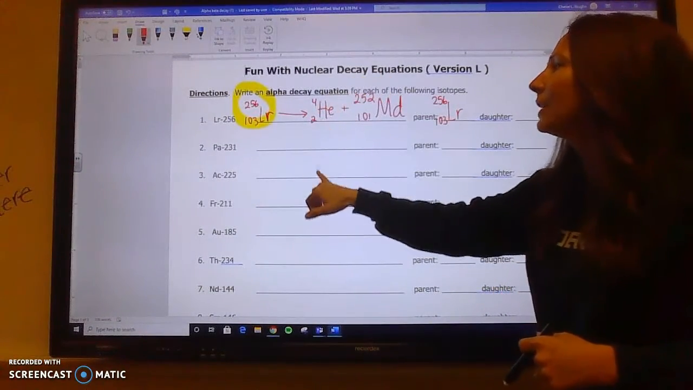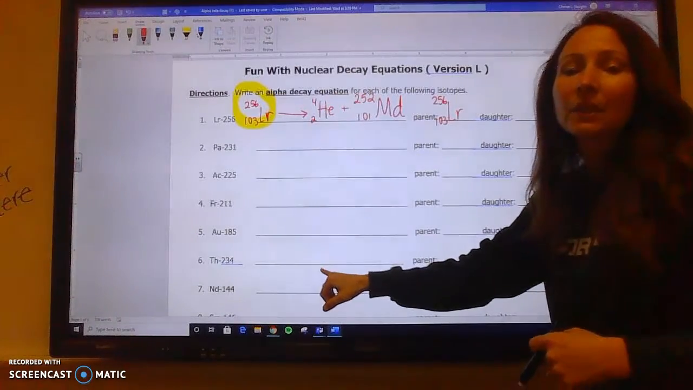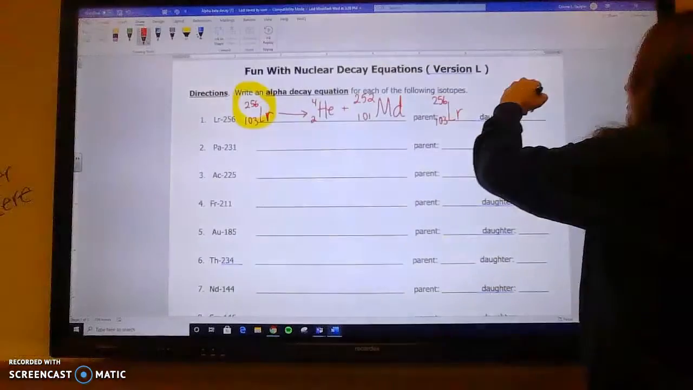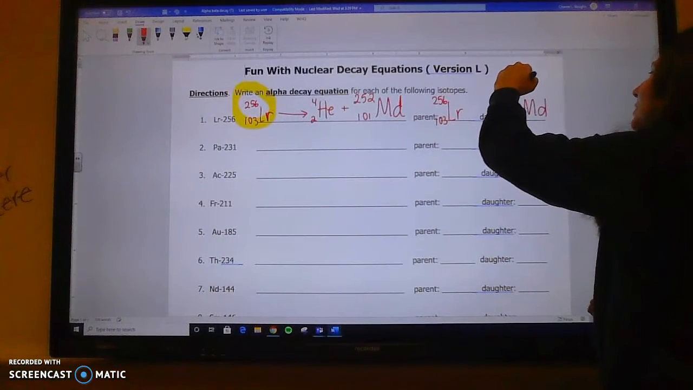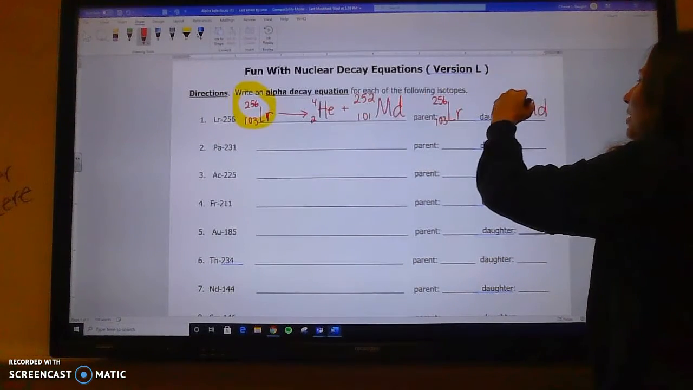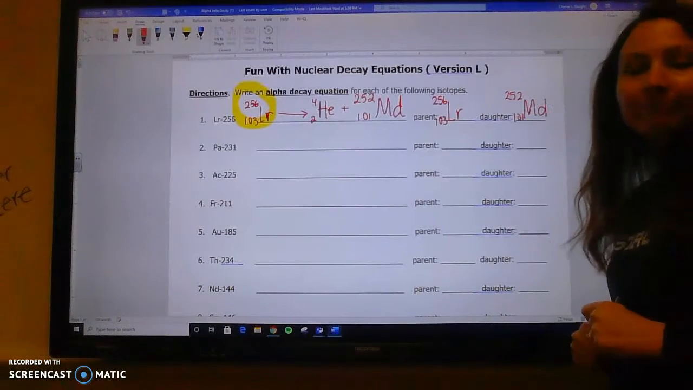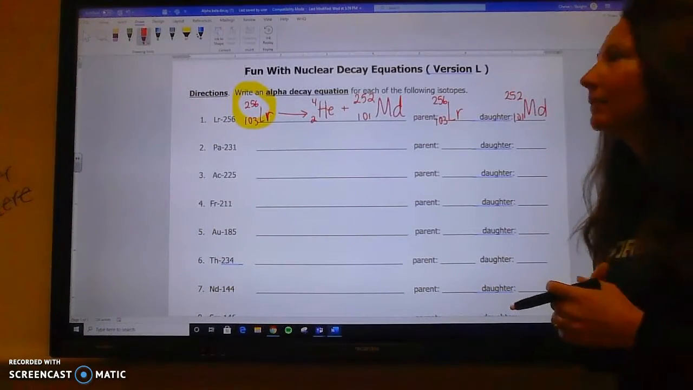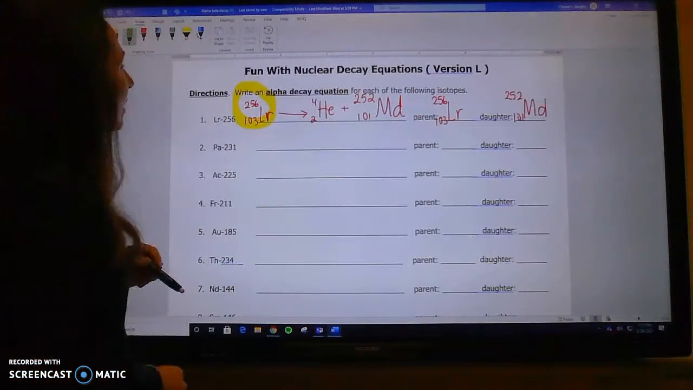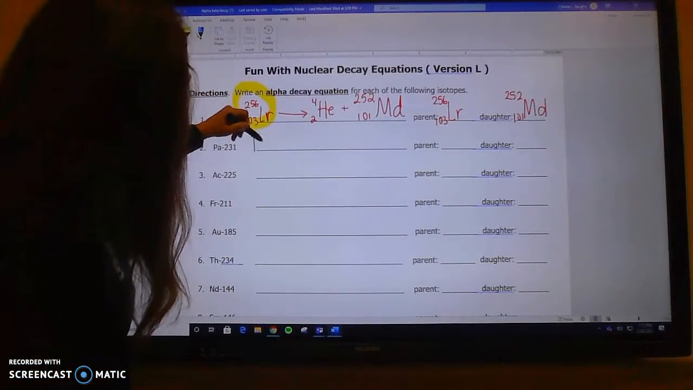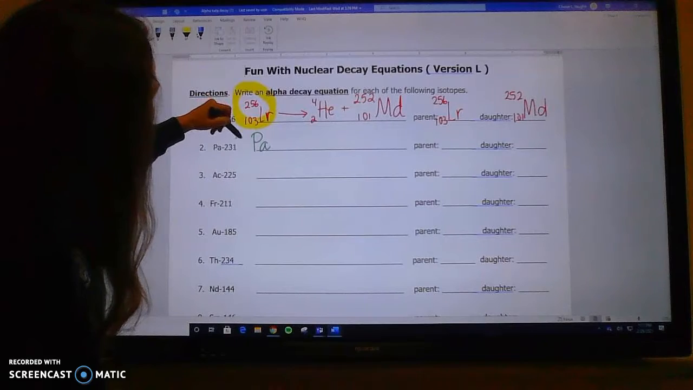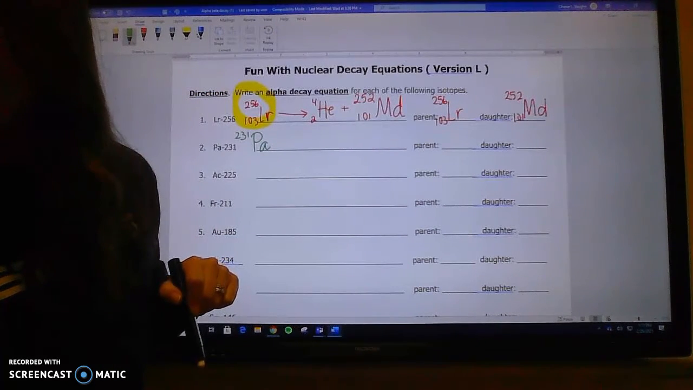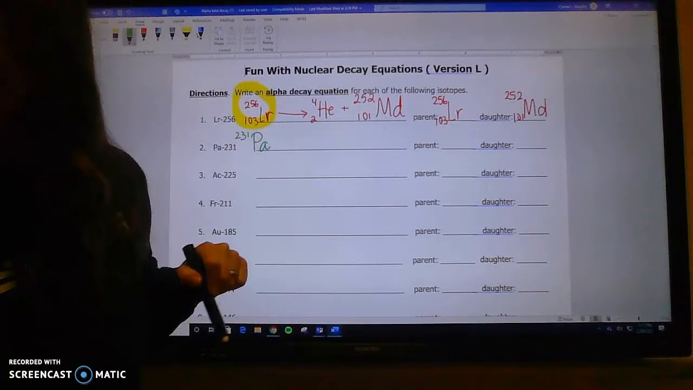Okay, in fact, all of these are going to have HE as the first product, the first thing that you write down after the arrow. But MD with 252 and 101 goes right here. Okay, and that's it. Let's do another example, and then let's look at the back of this and do a beta example. So I'm going to switch colors, and we're going to set this up. What's given is PA, 231 goes on top. And element PA, that is number 91.